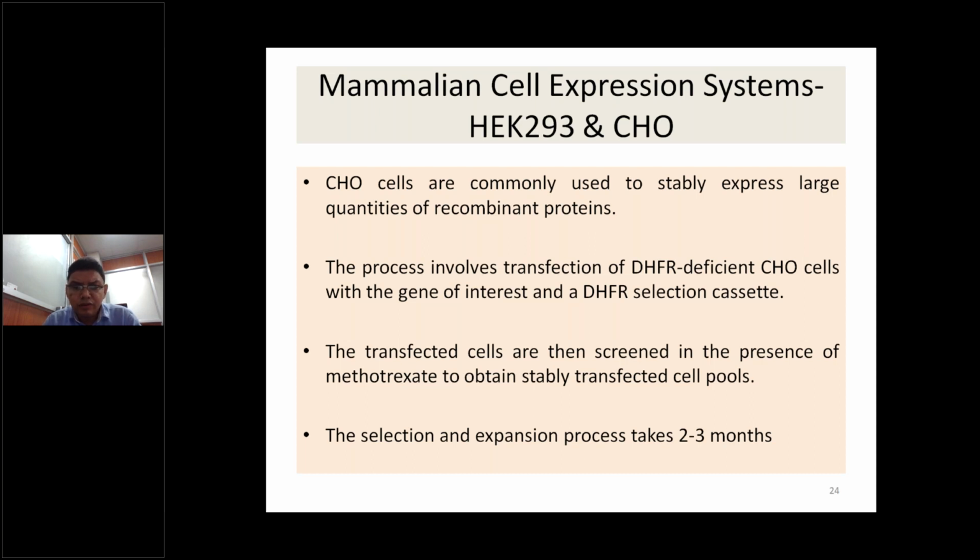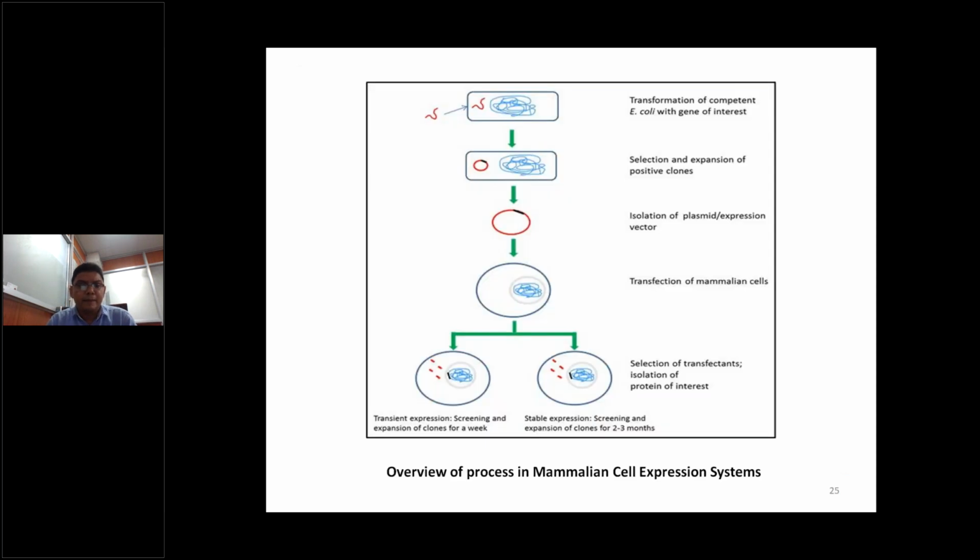They involve transfection of DHFR-deficient CHO cells with the gene of interest and a DHFR selection cassette. The transfected cells are then screened in the presence of methotrexate for DHFR selection to obtain stably transfected cell pools, and further the selection and expansion. So this is basically the process for selection of stable cell lines. Again, a similar flow chart is there.